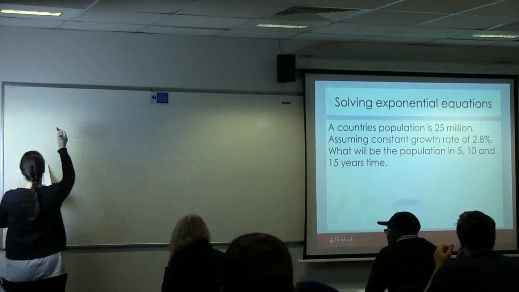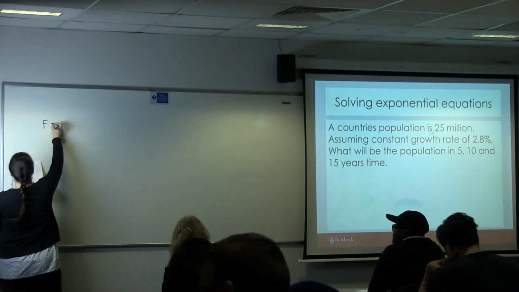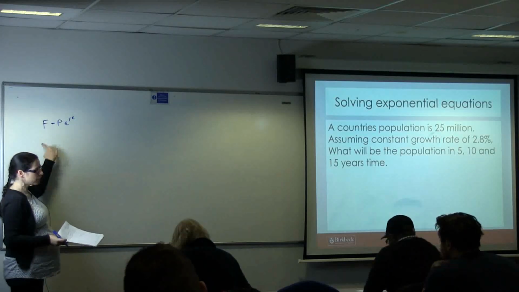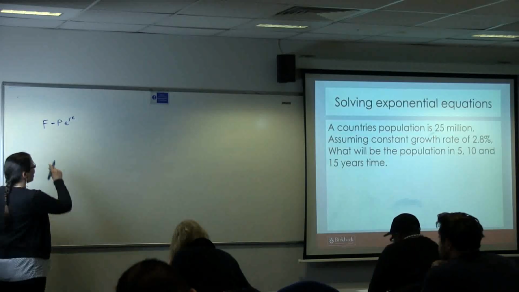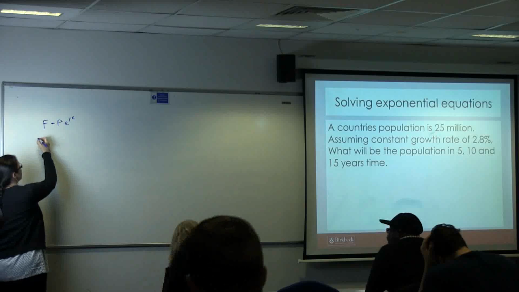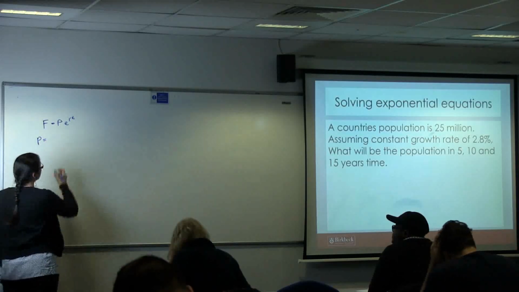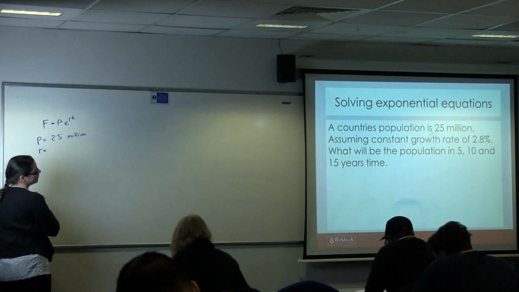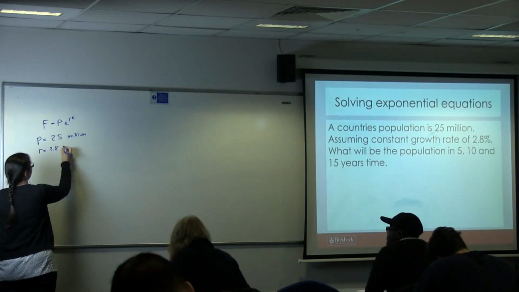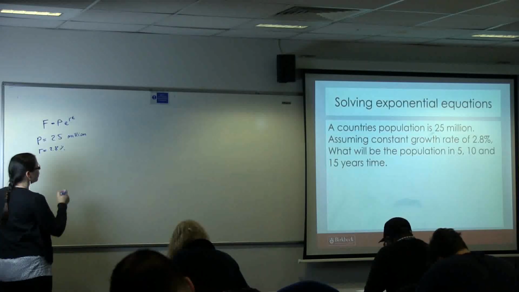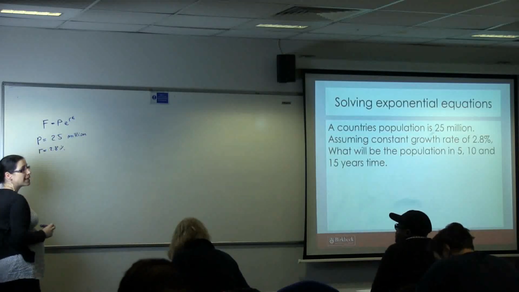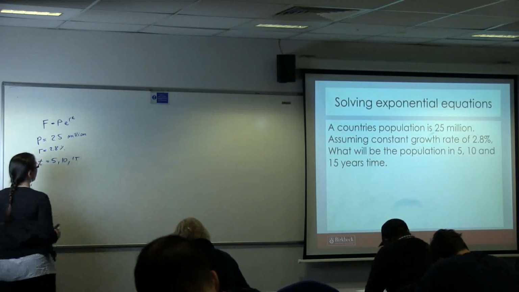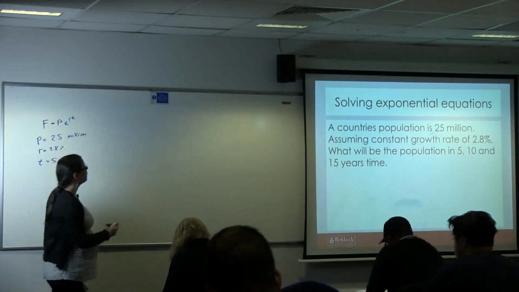Now I'm going to use F equals P e^(rt), because F is future, P is present. In this specific case, I want to know what will be the population in the future. So what is the population in the present? 25 million. What is r? 2.8. And what does t stand for? Time. And that's going to be 5, 10, and 15. So we have three questions to solve in here.